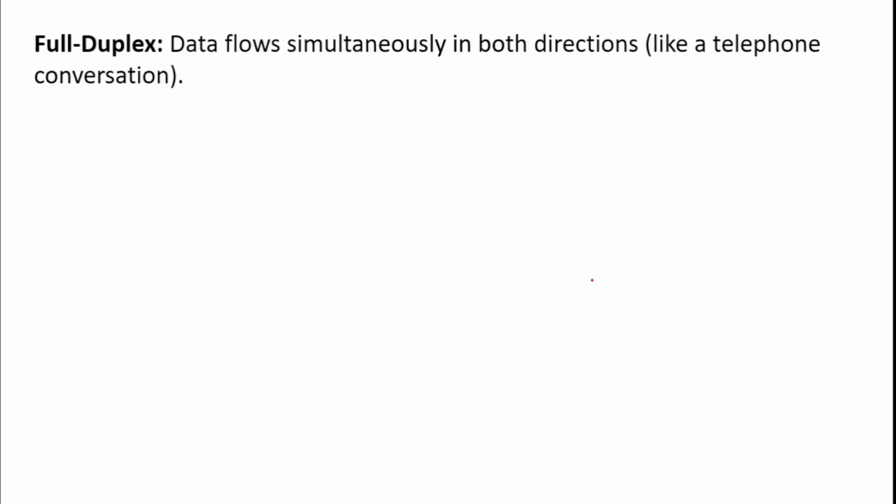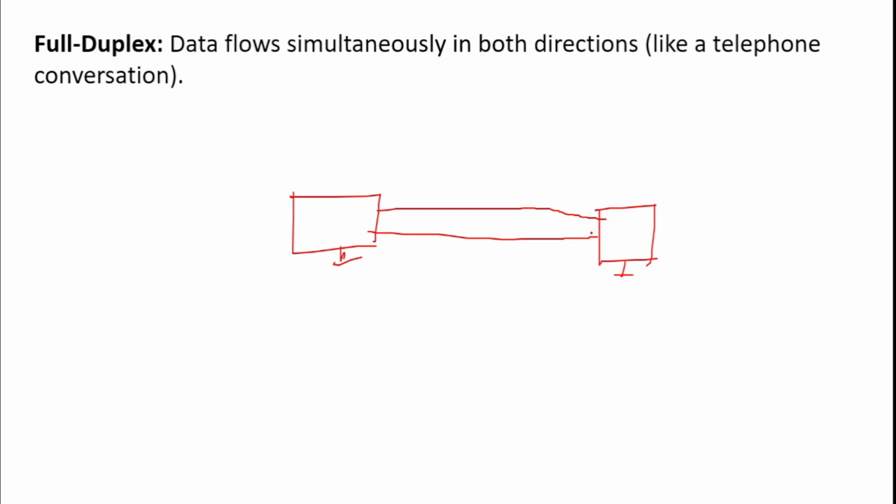And the next is full duplex. In full duplex, if there is a sender and receiver, there will be two different channels for the communication. So we can say that in full duplex, there are two channels and two-way communication at the same time, like a telephone conversation.